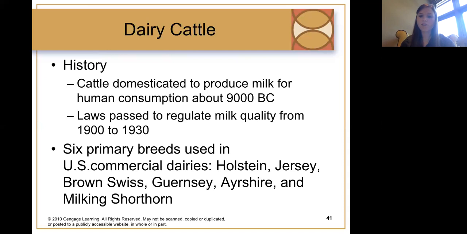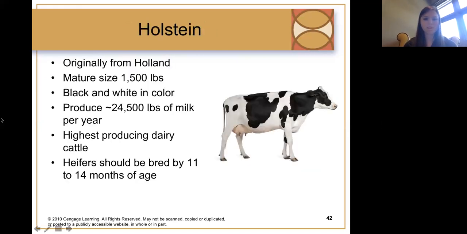Holstein and Jersey are kind of the main 2. There's also Brown Swiss, Guernsey, Ayrshire, and Milking Shorthorn. So I'm just going to talk about Holsteins and Jerseys just because they are kind of the 2 common ones that you see. So the Holstein breed is originally from Holland, and at mature size they can be up to 1,500 pounds. They're typically black and white in color, and they produce about 24,500 pounds of milk per year, which is a lot. So they're the highest producing breed of dairy cattle.